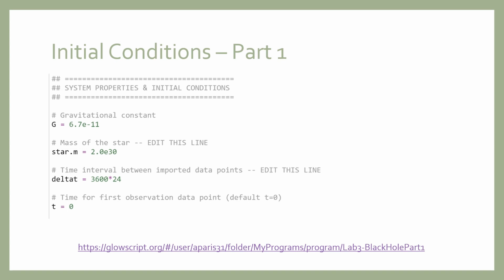These are the initial conditions. The gravitational constant is 6.7e-11. The star mass is given in the lab instructions as 2e30 kilograms, and then below are the time intervals to allow for a full orbit, starting with t equals 0 seconds.